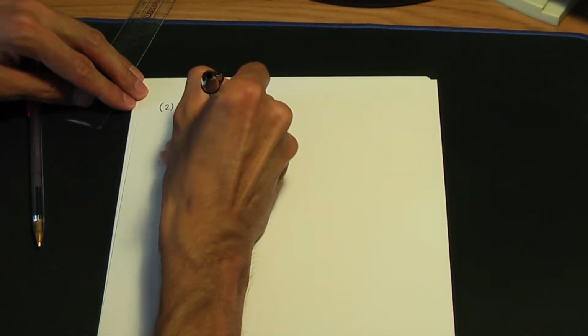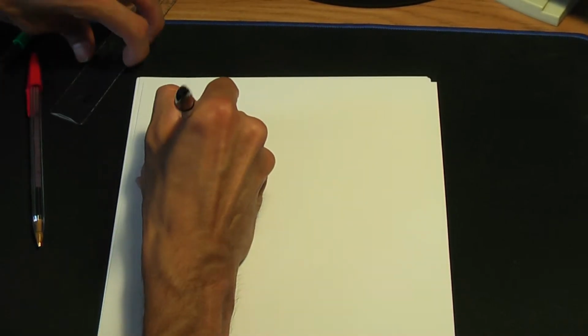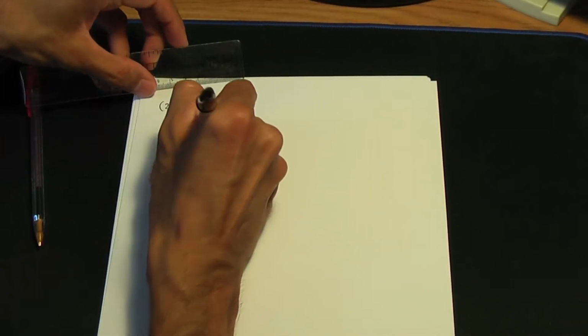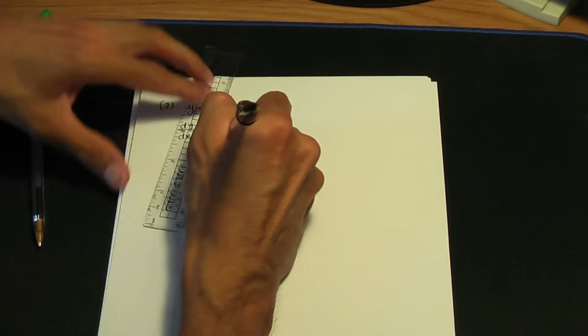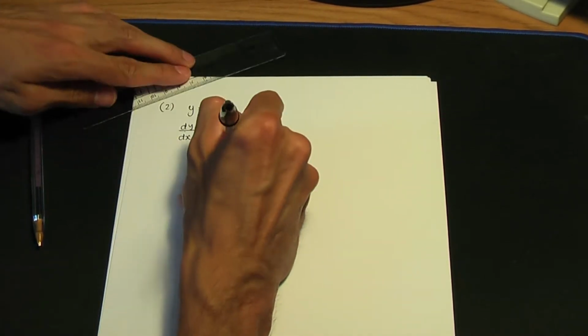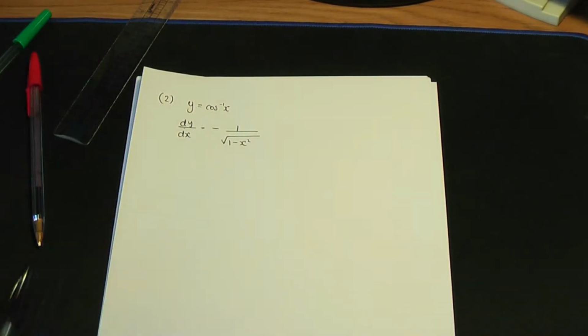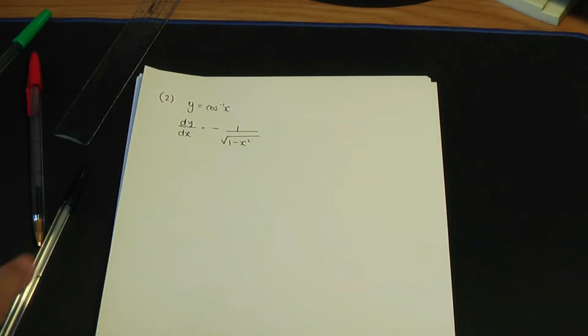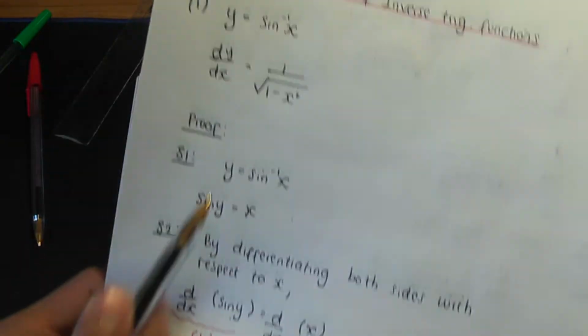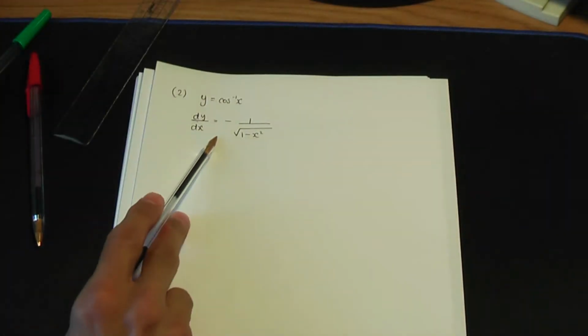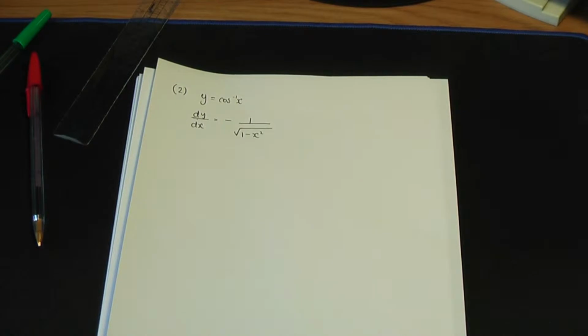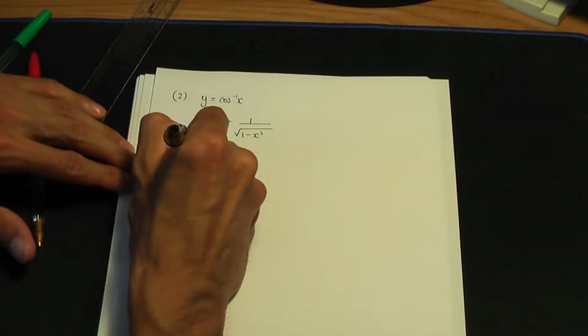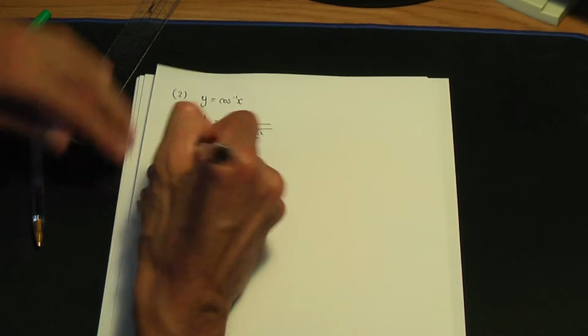Okay, so let me take another sheet of paper. I'll call this number 2. If y equals cos inverse x, dy by dx should be minus 1 over the root of 1 minus x squared. So it's similar to the sine inverse result. With the cos inverse result, the derivative has a minus in front. Okay, so let's prove this also. So, proof.